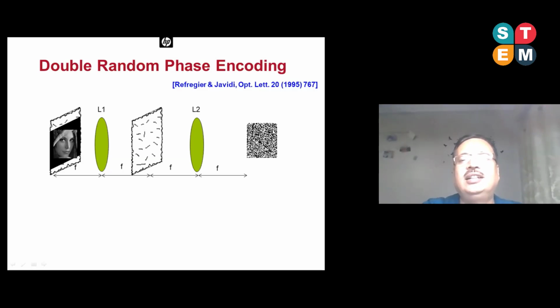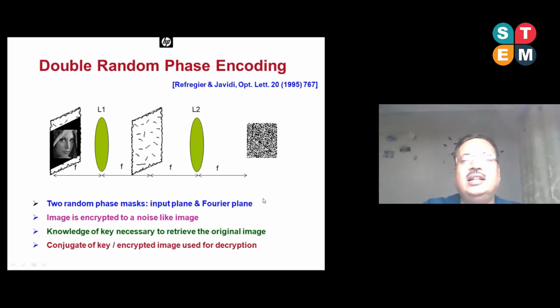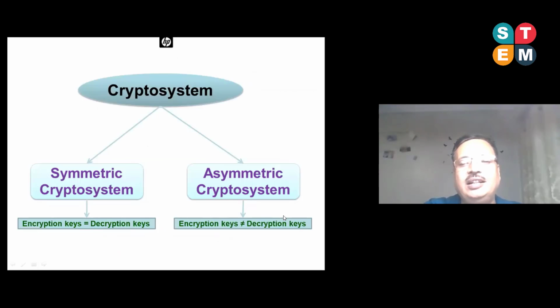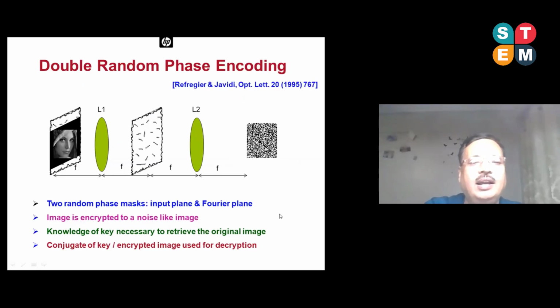So this started in 1995, the first paper by Professor Bahram Javidi and Philippe Réfrégier. This came in Optics Letters. So we are using two random phase masks, one in the input plane, other in the Fourier plane. And this input image is encrypted into a noise-like image. Knowledge of these two phase masks is key to the retrieval of the data. So this is the basic scheme.